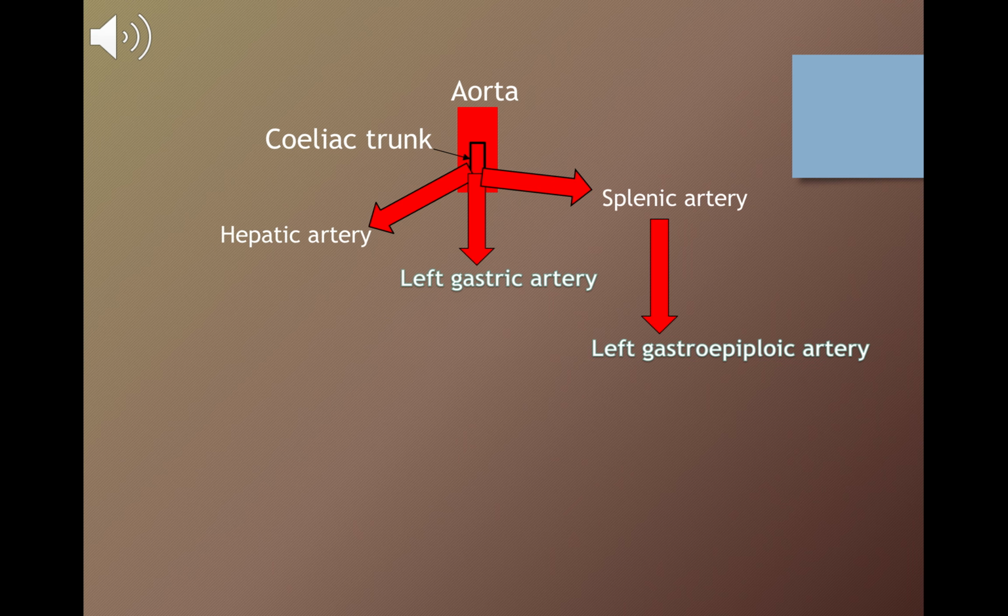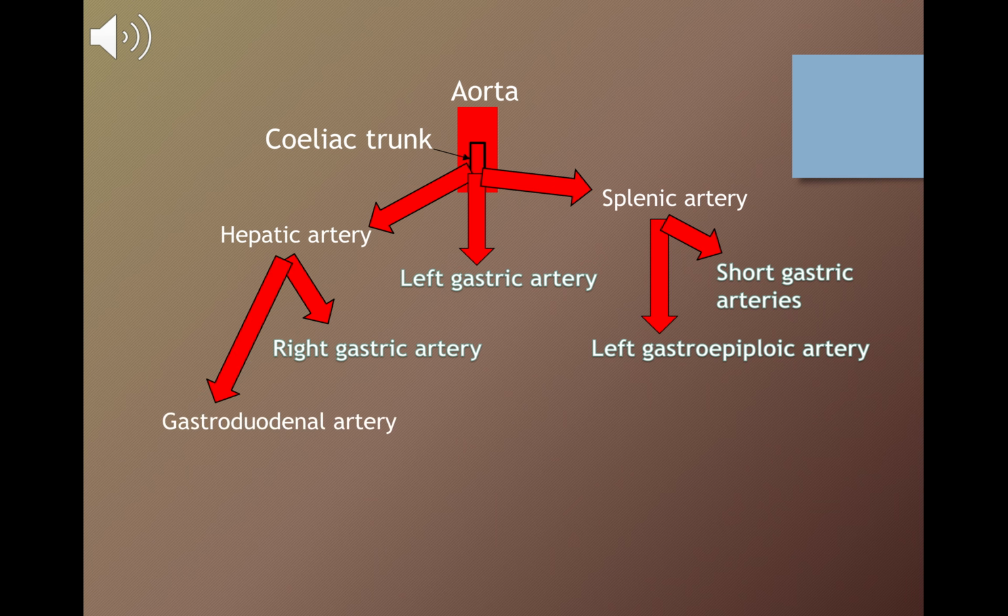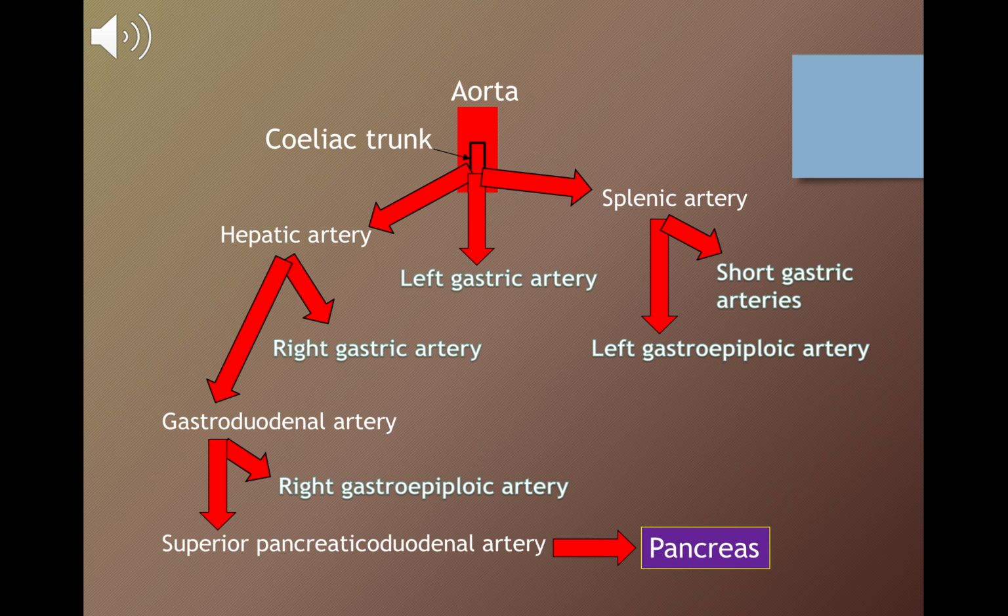Splenic artery gives off the left gastroepiploic artery and short gastric arteries. Hepatic artery branches into the right gastric artery and gastroduodenal artery. Gastroduodenal artery is further subdivided into the right gastroepiploic artery and superior pancreaticoduodenal artery that goes to the pancreas.